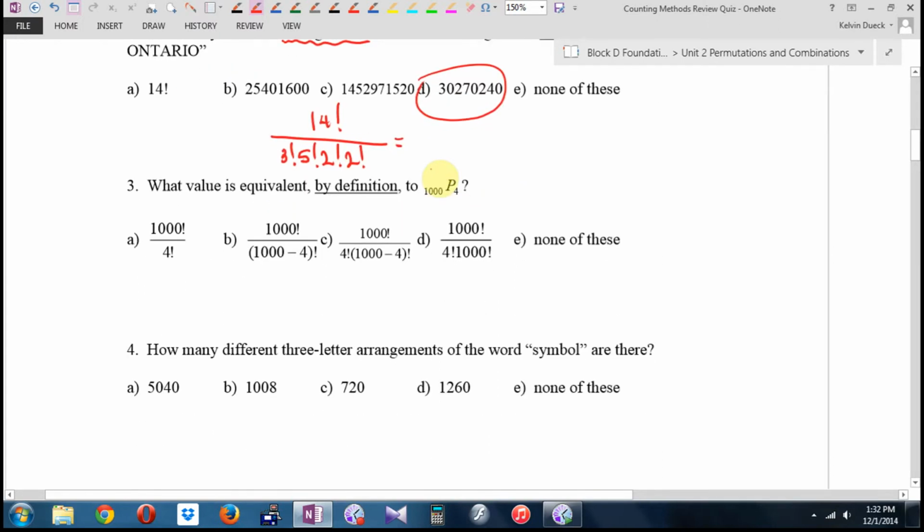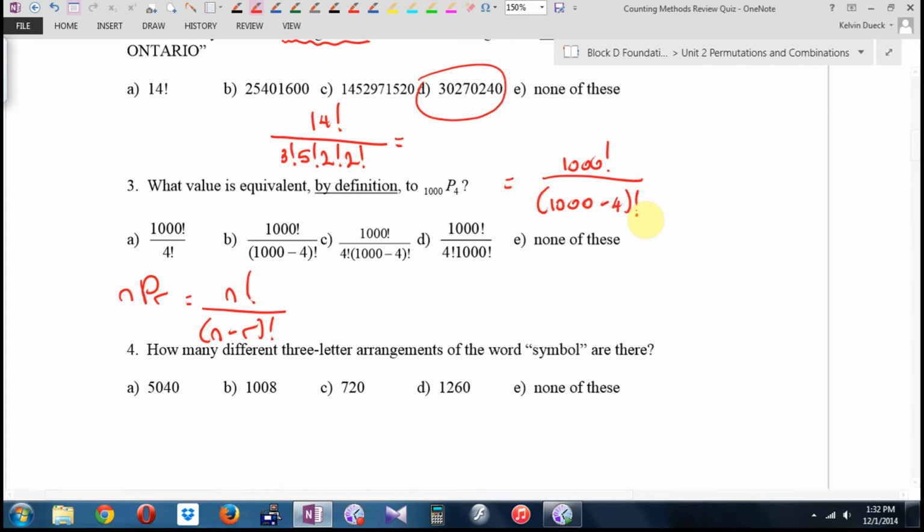Now, please bring your formula sheet to the test. I haven't used them much, but it's what we derived all these shortcuts from, so I will give you a couple of questions on them. Which value is equivalent by definition to 100P4? According to my formula sheet, nPr is equal to n factorial all over n minus r factorial. So in this, it's going to be 1,000 factorial all over 1,000 take away 4 factorial. But what's a better way to write 1,000 take away 4? Oh, never mind, it's sitting there. B. I could also have put a 996 at the bottom there too.